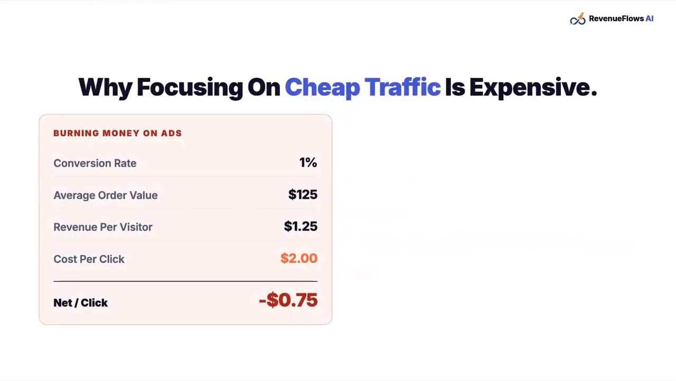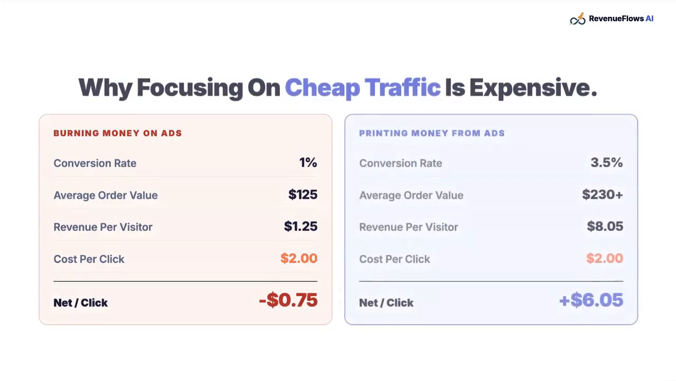And here's why focusing on cheap traffic is expensive. See, most brand owners are burning money on ads because they're focusing on how they can extract the cheapest traffic, right? So let's say your conversion rate is 1%, your average order value is $125, like our client in the earlier example that I showed you, she was making $1.25. So if she had to go to Facebook or Instagram or TikTok and spend money on ads, and let's say that she was paying $2 for every click, that means that she would be losing 75 cents on every click. In fact, it would actually be more than that because there's product costs, inventory costs, and everything like that, right?